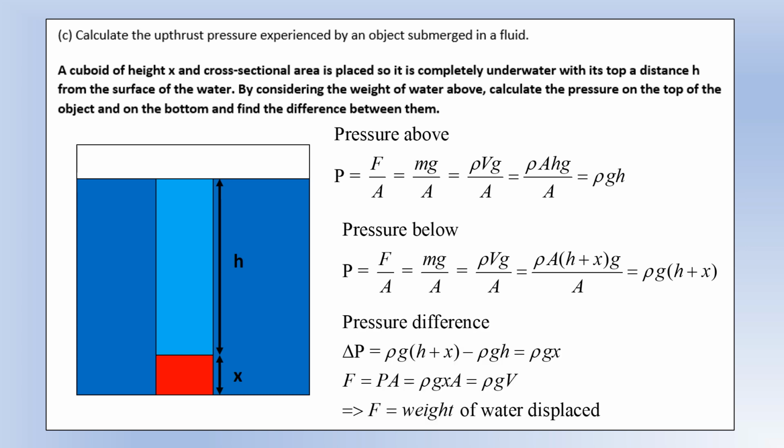So then we can get a pressure difference, which would be responsible for the upthrust, of rho, which is the density of water, times g times x. And then we can get an expression for the force by multiplying the pressure difference by the area, and we get the density of water times g times the volume of the object, which is the weight of water that has been displaced by the object. So that is essentially an expression of Archimedes' principle, that the upthrust force is equal to the weight of water displaced.